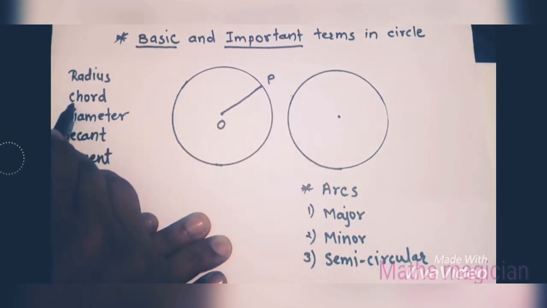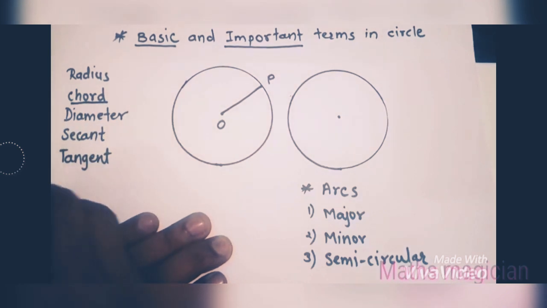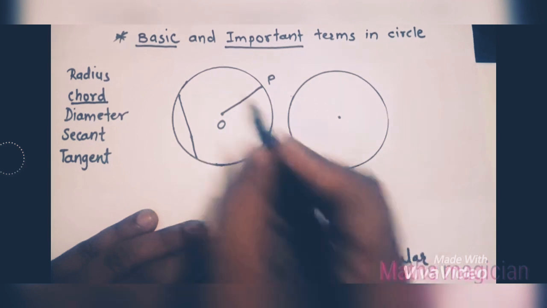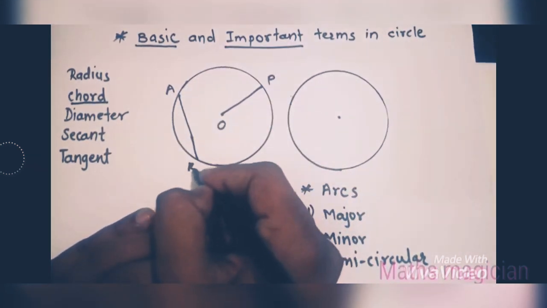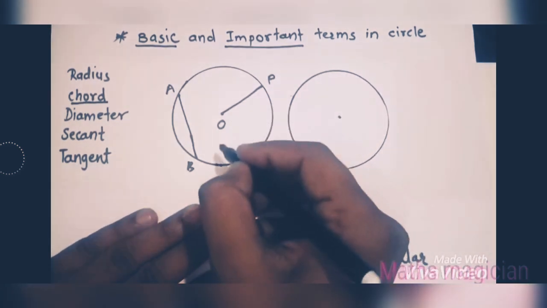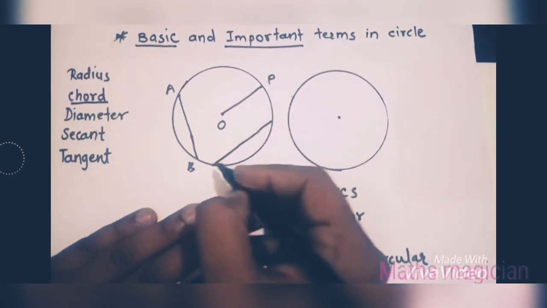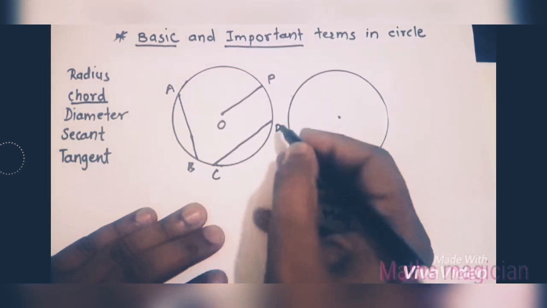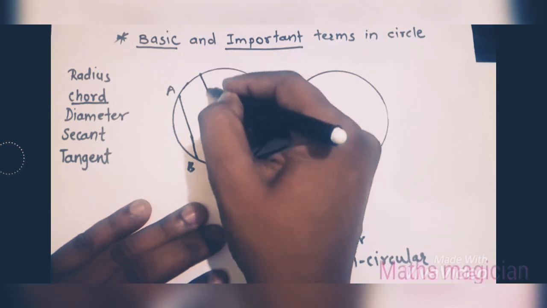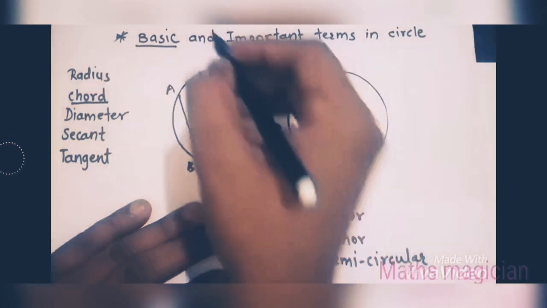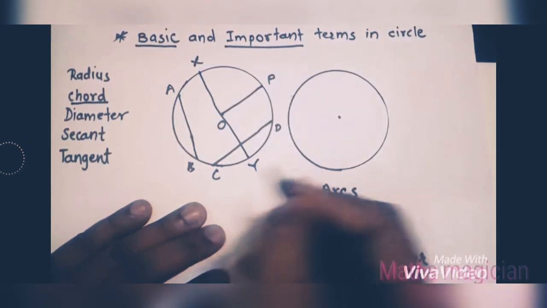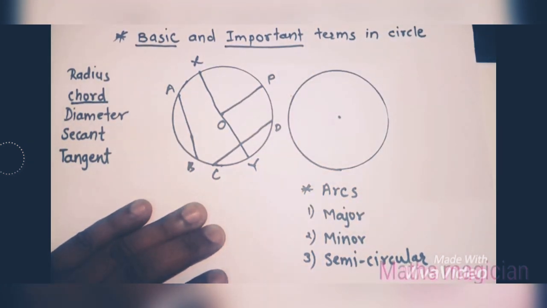After that, let's try to understand the meaning of chord. A segment joining any two points on the circle, any 2 points. Let's say points A and B are joined. So this segment AB is called a chord of the circle. Even this over here too, segment CD is called a chord of the circle, and even segment XY is called a chord of the circle.